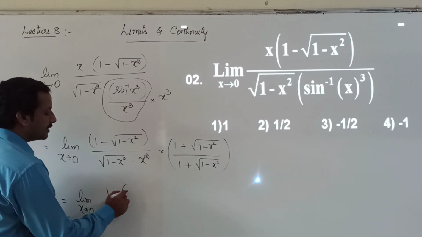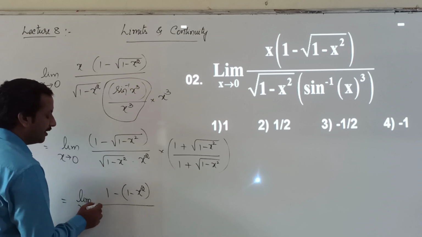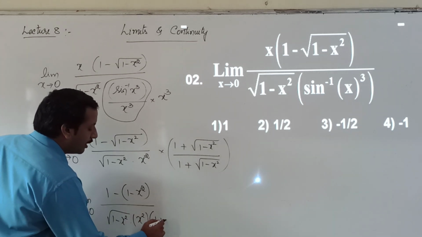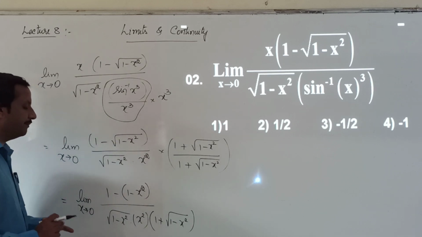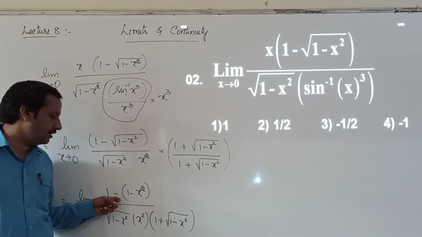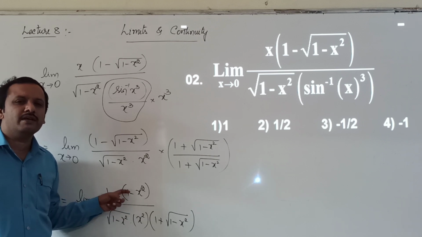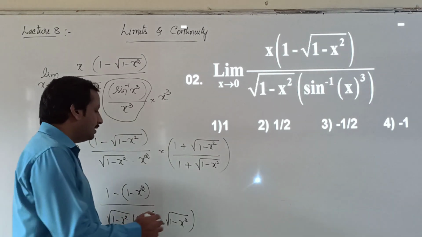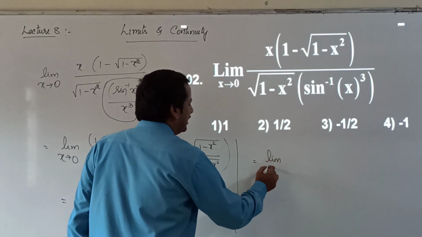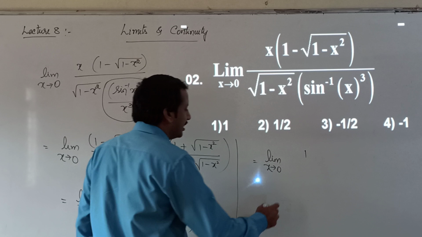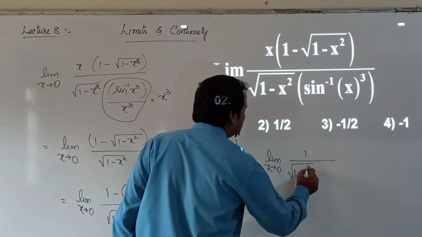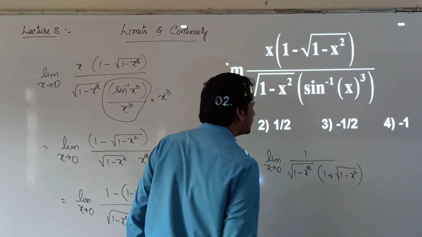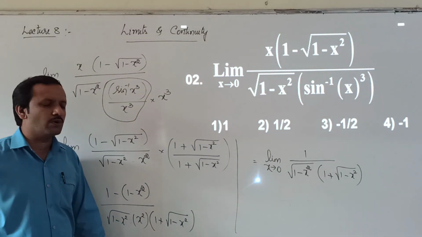So we get 1 minus of 1 minus x square divided by root of 1 minus x square into x square into 1 plus root of 1 minus x square. In the numerator, we get 1 minus 1 plus x square. 1 gets cancelled, x square will remain. This x square and that x square get cancelled. So after simplification, we will be left with limit x tends to 0, 1 divided by root of 1 minus x square into 1 plus root of 1 minus x square.